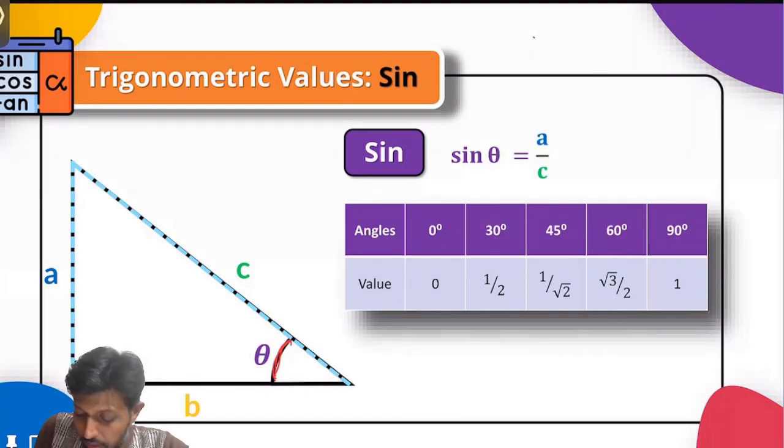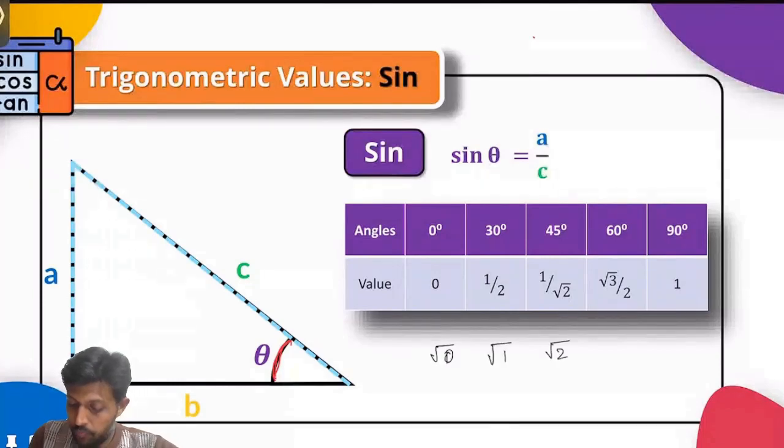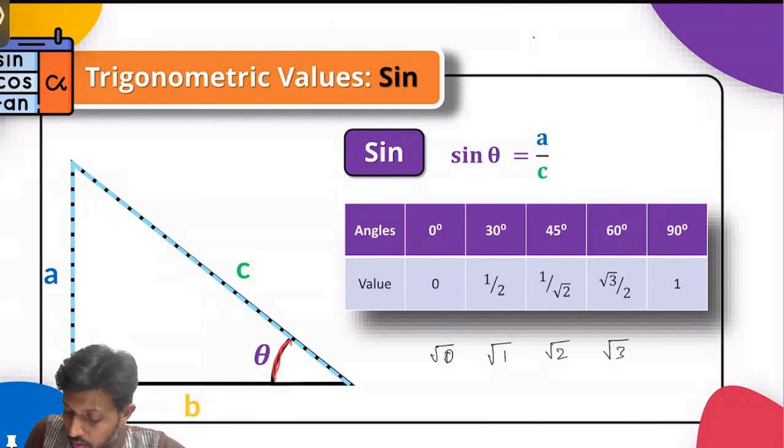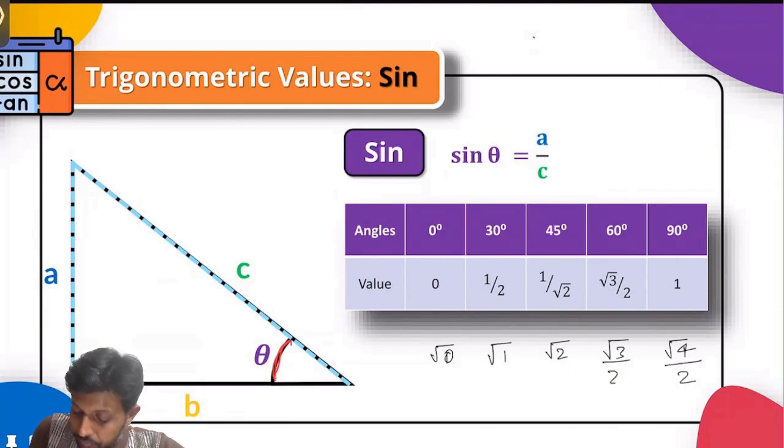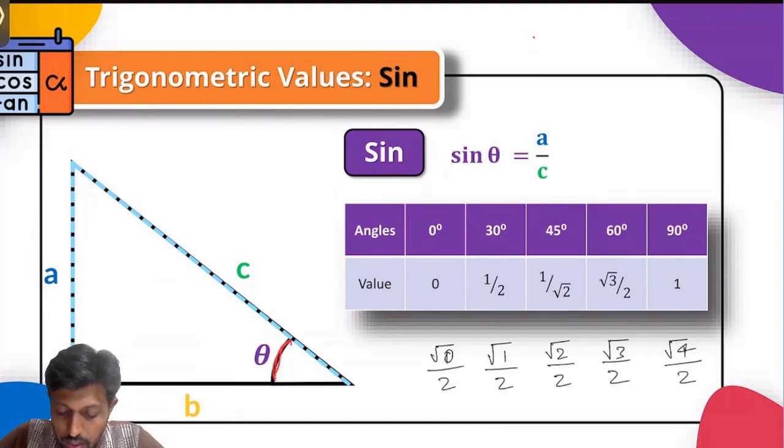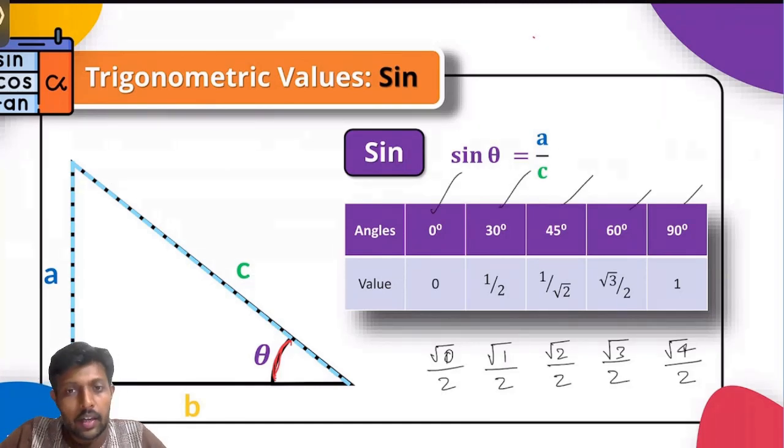You write something like this: root 1, root 0, root 1, root 2, root 3, and root 4. Divide everything by 2. Okay? You just have to remember that it starts from 0, 30, 45, 60, 90. Do you understand?